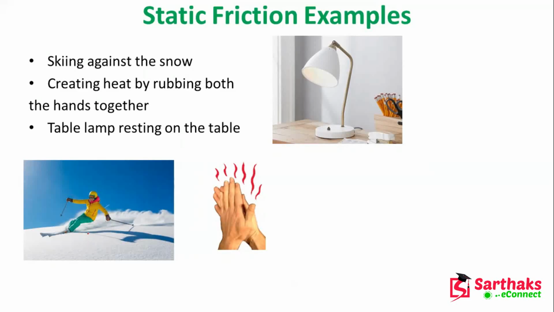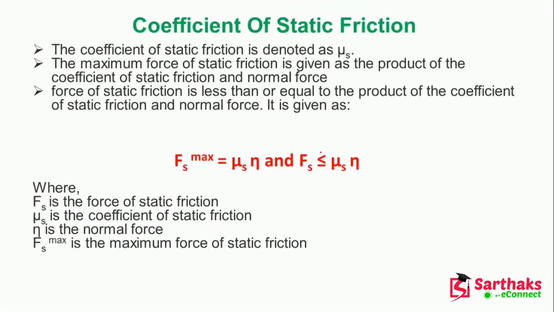And a table lamp resting on the table is also an example of static friction. Whenever you keep the table lamp on the table, this is the surface, and you can see that it will offer some static friction. Now, the coefficient of static friction is denoted by mu s, as I have already told you in the last slide.